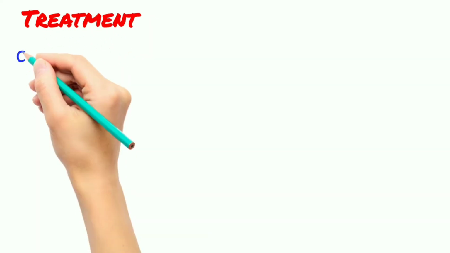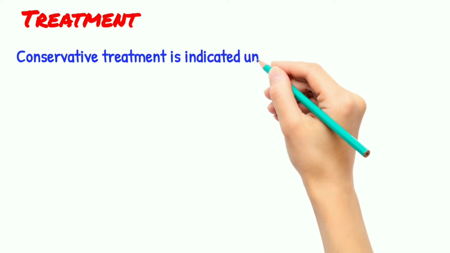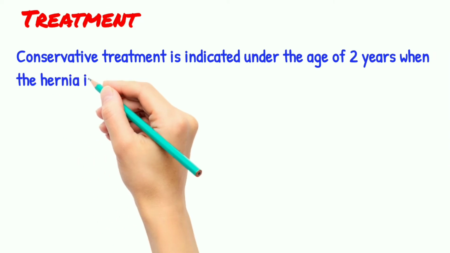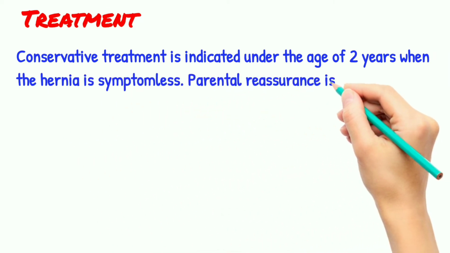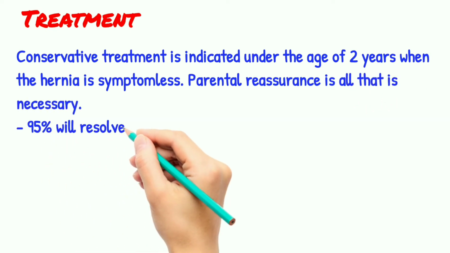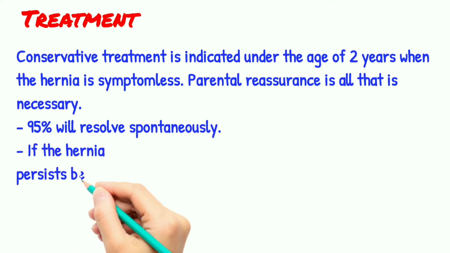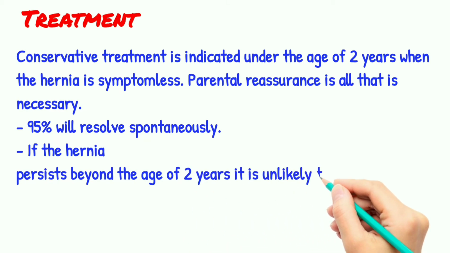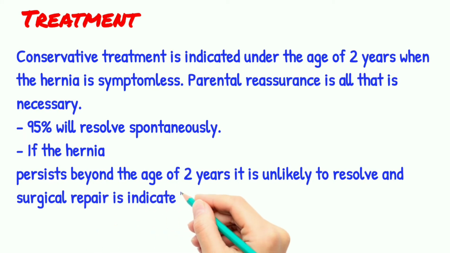Now let's see the treatment part. First, conservative treatment is indicated under the age of 2 years when the hernia is symptomless, and parental reassurance is all that is necessary. 95% will resolve spontaneously. If the hernia persists beyond the age of 2 years, it is unlikely to resolve and surgical repair is indicated.